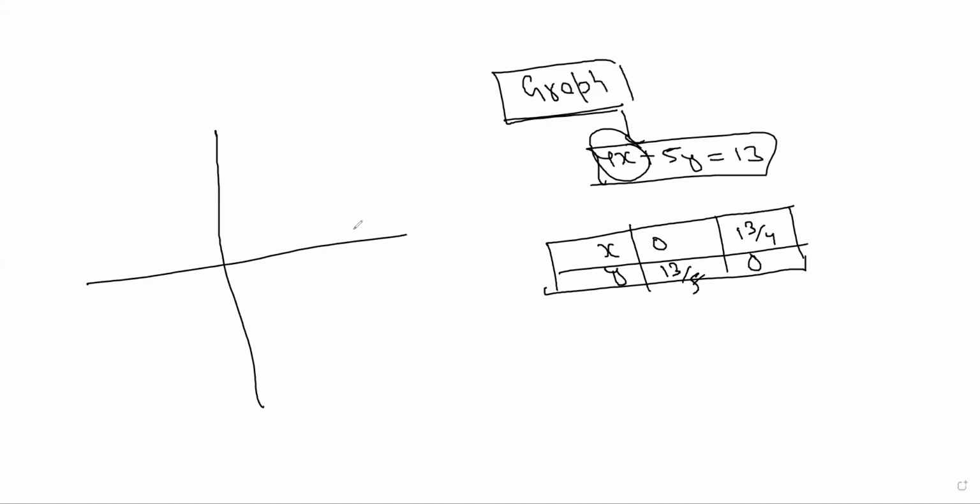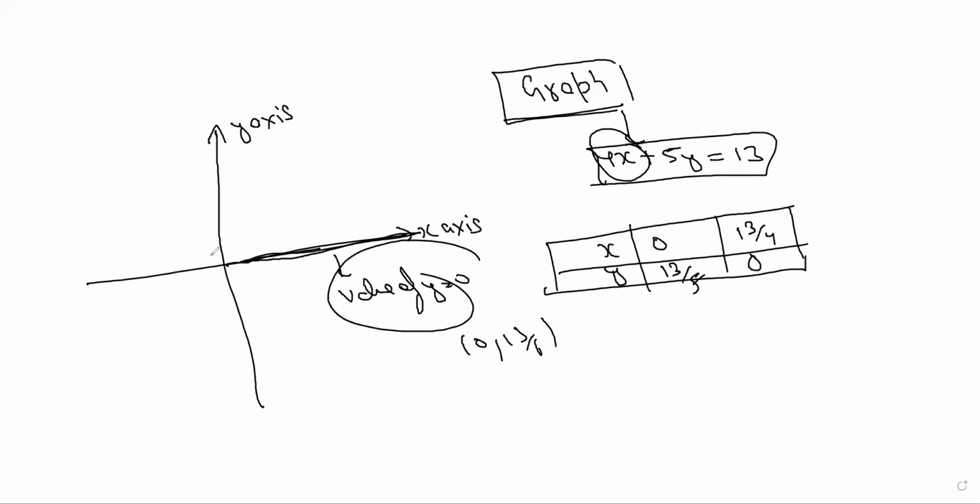See, this is the x axis, and this is the y axis. Now understand. If I'm writing 0, comma 13 by 5, in this particular line, the value of y is 0, because it is 0, comma 0. So if I'm just talking about this line, the x line, in this line y is always 0. Similarly, if I'm talking about this particular line, x will always be 0.